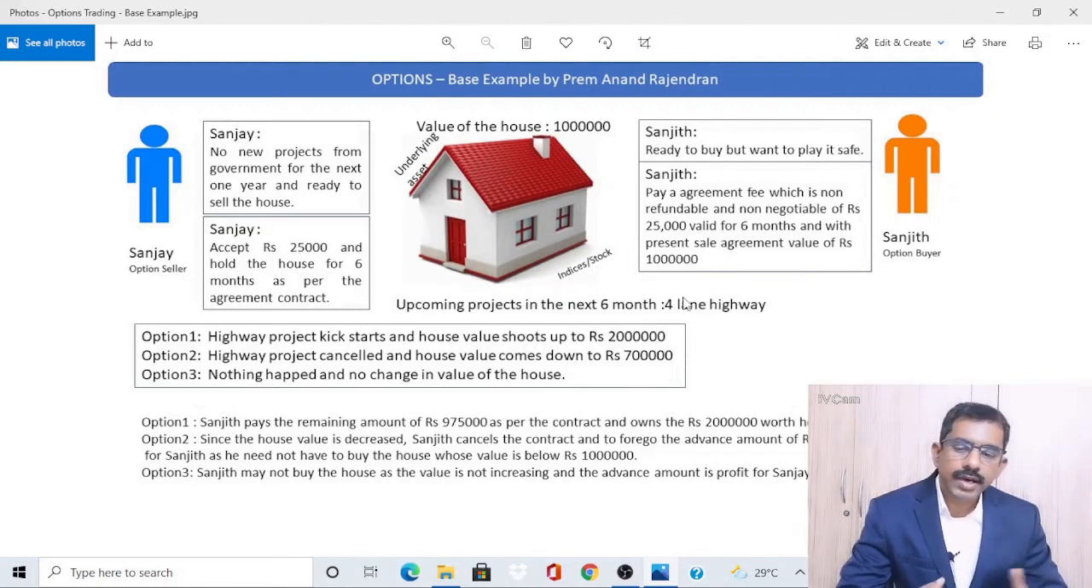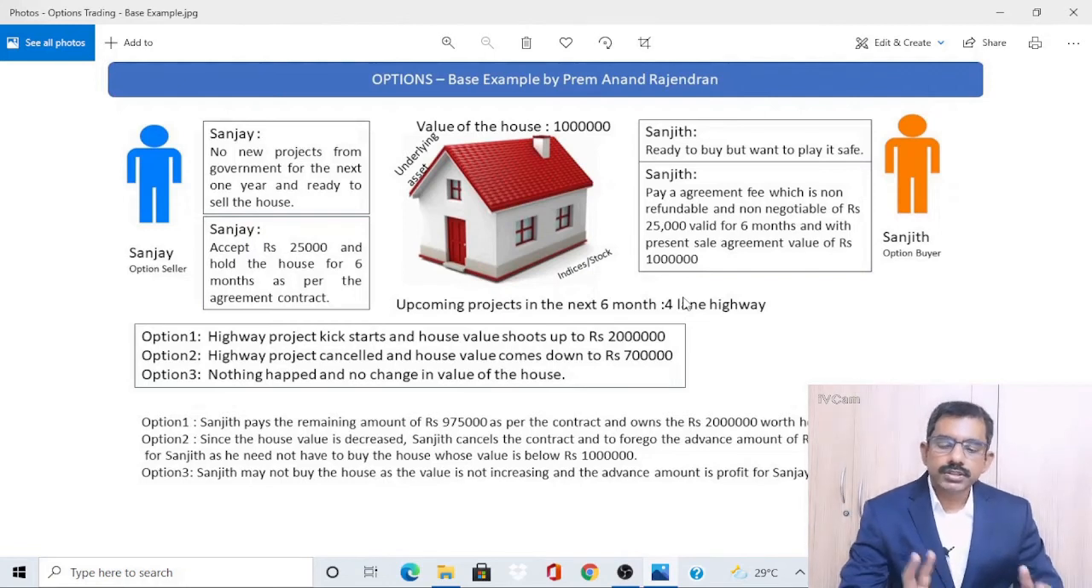He also had a contract with Sanjay, so Sanjay cannot say no to Sanjeet. As per the contract, he has to accept. He is obligated to sell his house because the contract is established. So he has to sell his house for rupees 10 lakh only, even though the house appreciated to rupees 20 lakh. This is option 1.